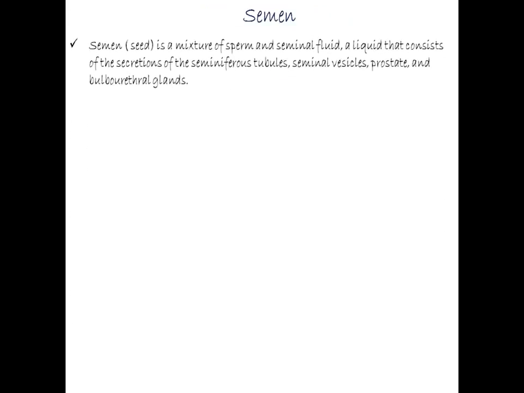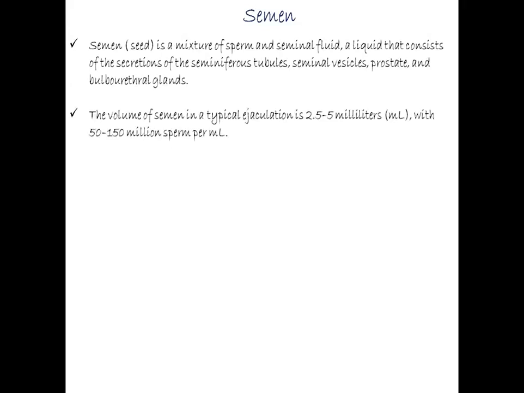Next one is the semen. Semen is a mixture of sperm and the seminal fluid, a liquid that consists of secretions of seminiferous tubules, seminal vesicles, prostate and the bulbourethral glands. The volume of semen in a typical ejaculation is 2.5 to 5 milliliters with 50 to 150 million sperm per ml.